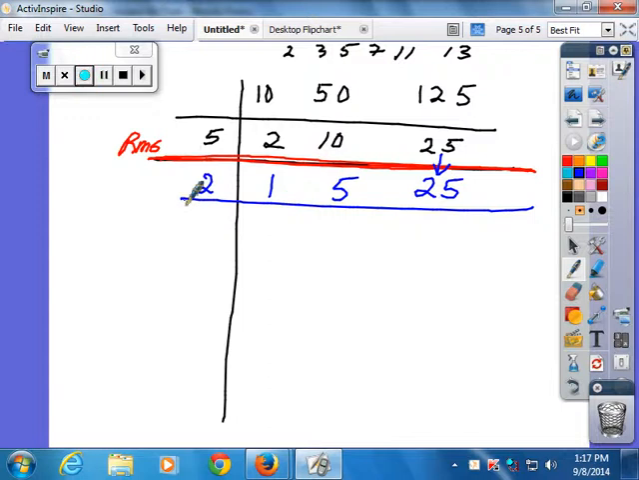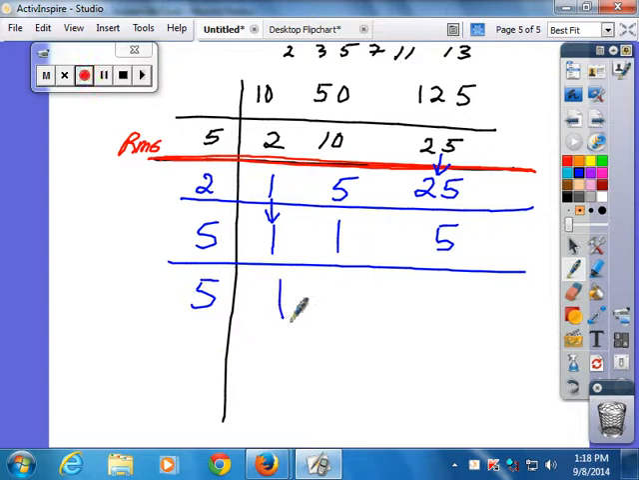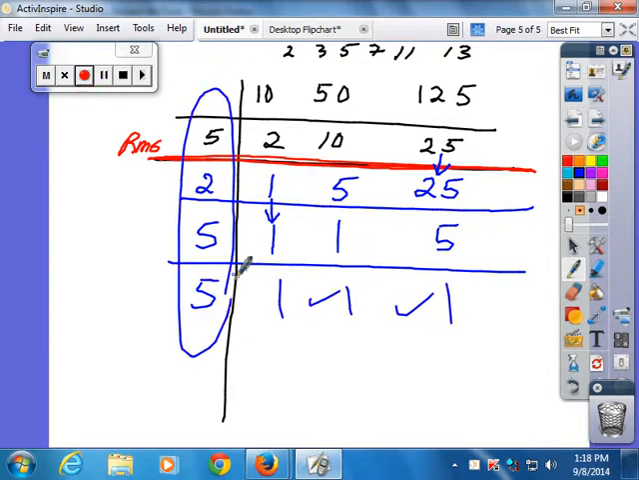Now what? 5. Good. 5. That comes down. Hey, we got another 1. And 5. Now what? 5, and you got a 1, a 1, and a 1. There you go. You're done. Here is your common denominator.